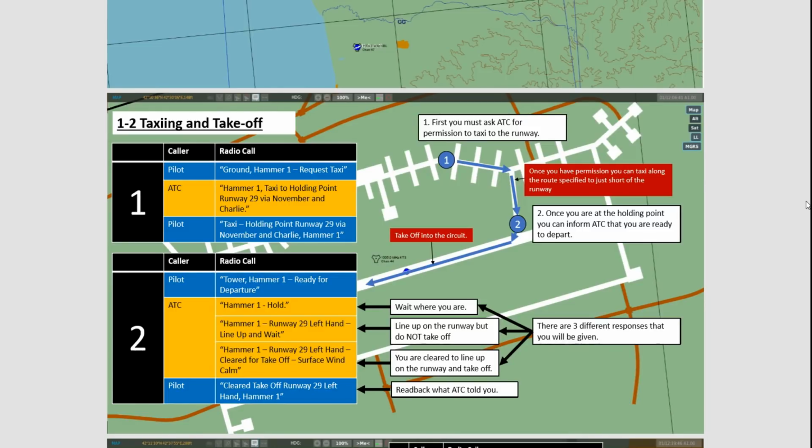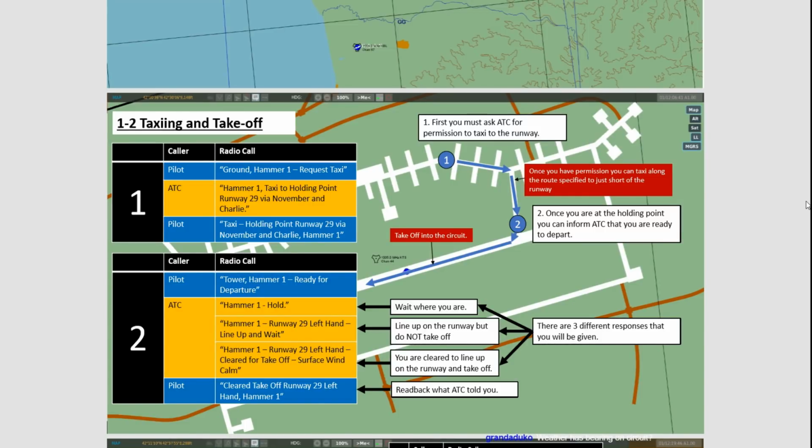And you'll get three possible responses here. You'll either get "hold," i.e. stay where you are, "line up and wait," which is get on the runway, get ready to take off but don't, or finally "cleared for takeoff," which is line up on the runway and take off whenever you're ready. And then whichever of those three you get, read it back.